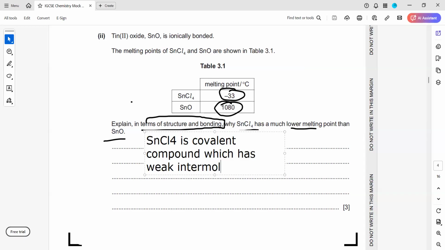Sir, intermolecular force is different than attraction, right? Sir, what if we write weak bond? No, not weak bonds. Weak intermolecular force. Or if you say weak bond between the molecules, then it's correct.